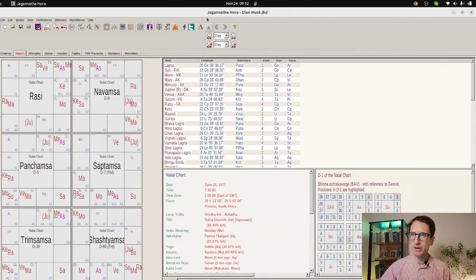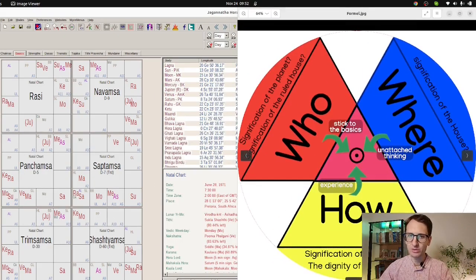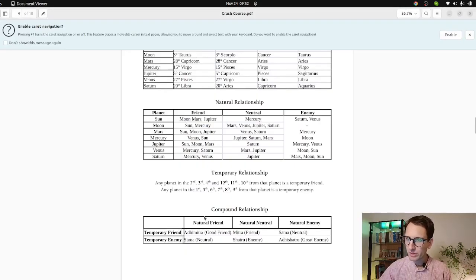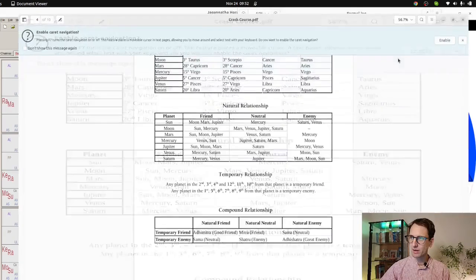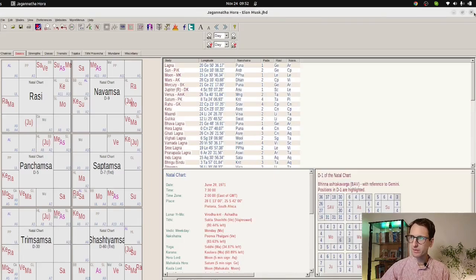For instance, now here in Elon Musk's chart, the rule is, as you can read here, any planet in the 2nd, 3rd, 4th, and 12th, 11th, 10th from that planet is a temporary friend, and then the others, which are in the 1st, 5th, 6th, 7th, 8th, and 9th from the planet, are enemies. So it may sound complicated, but it is actually pretty easy.